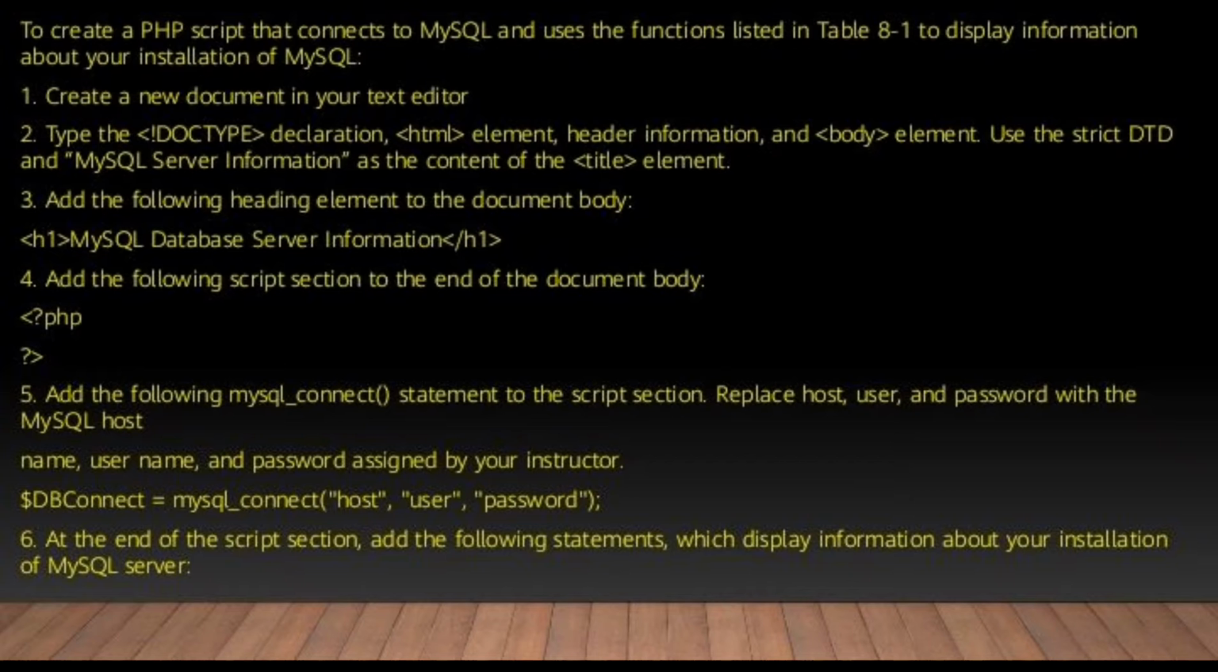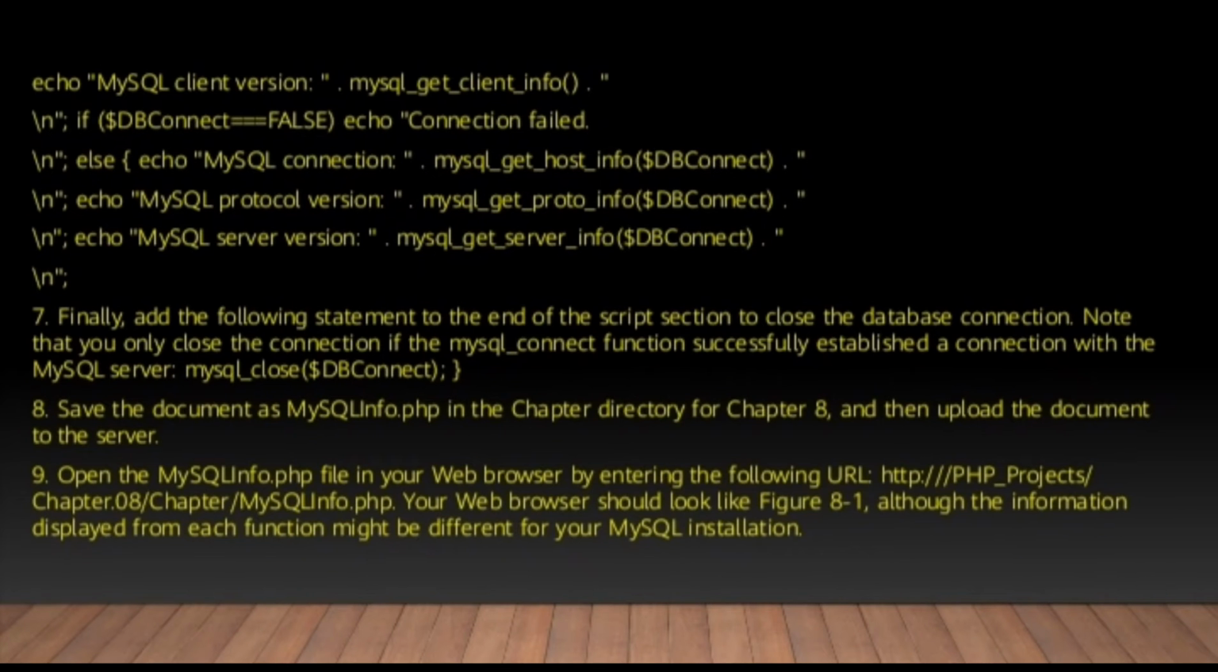Note that you only close the connection if the MySQL connect function successfully establishes a connection with the MySQL server. Then save the document as MySQLinfo.php in the chapter directory for chapter 8 and then upload the document to the server. And last, open the MySQLinfo.php file in your web browser. Your web browser should look like figure 1.8, although the information displayed by each function might be different from your MySQL installation.